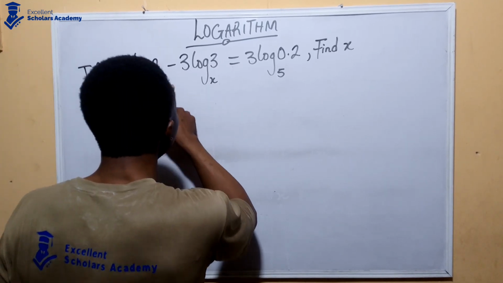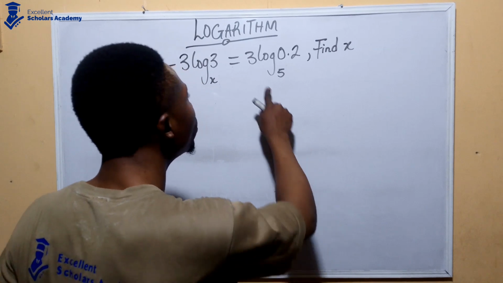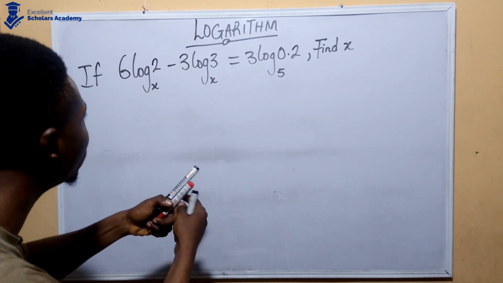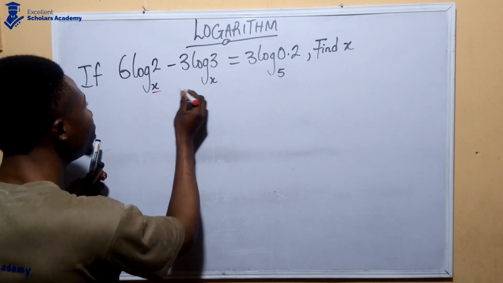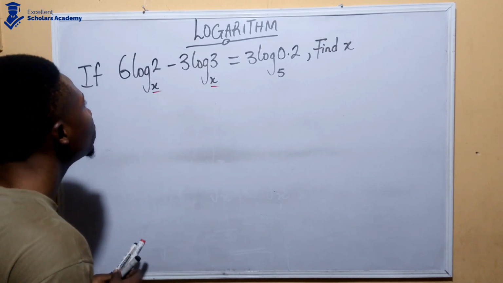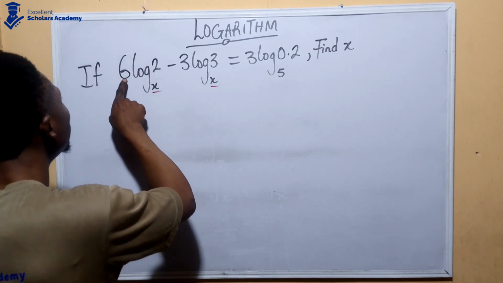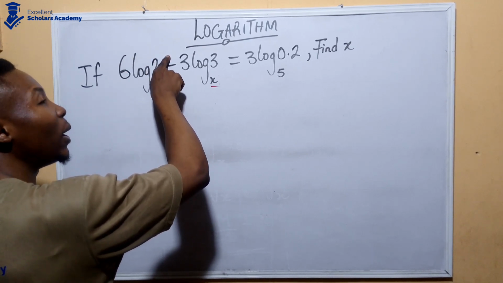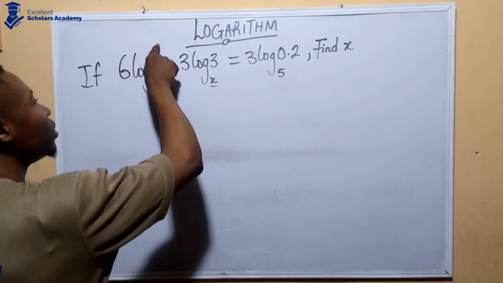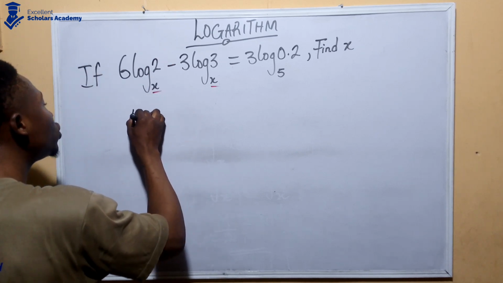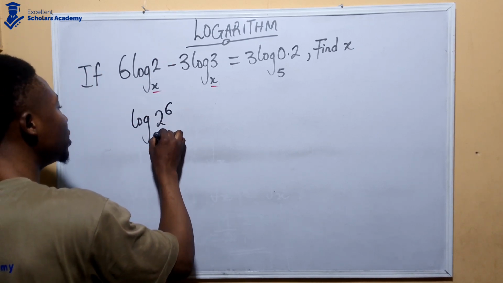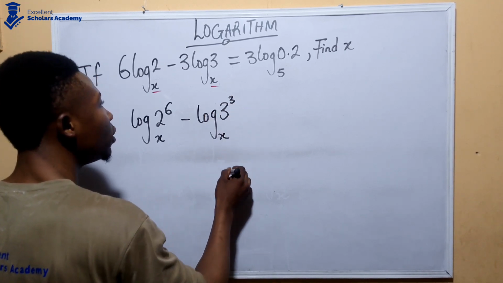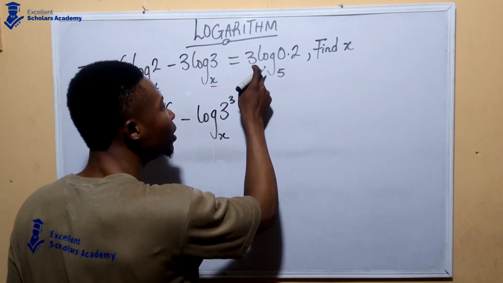If 6 log 2 base x minus 3 log 3 base x is equal to 3 log 0.2 base 5, find x. Now, this and this have the same base, all right? That's one thing to note. Now, these two have the same base, but we are going to reverse their powers, all right? So this becomes log 2 to the power of 6 base x minus log 3 to the power of 3 base x, is equal to 3 log 0.2.